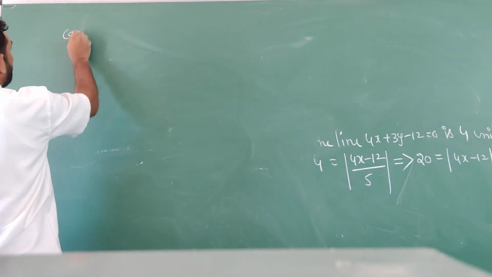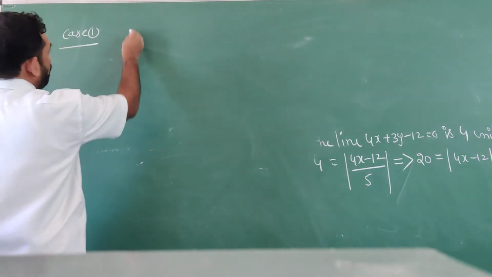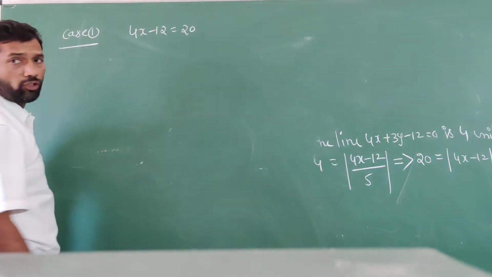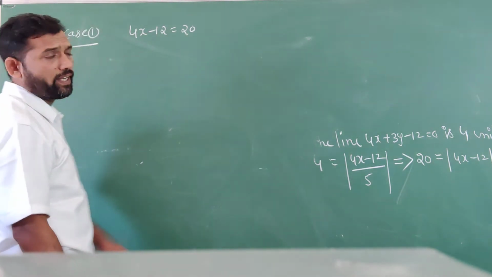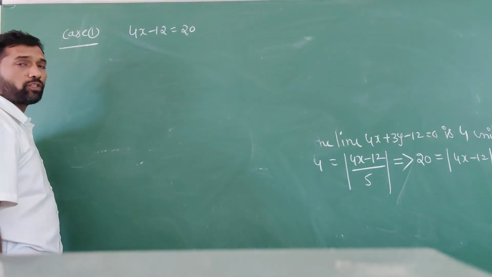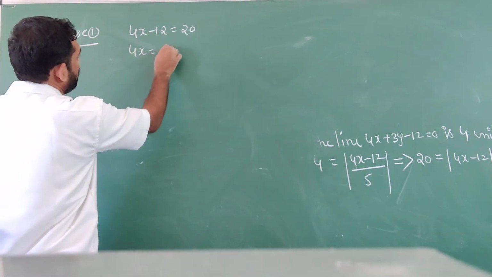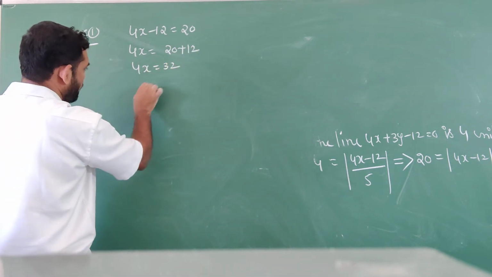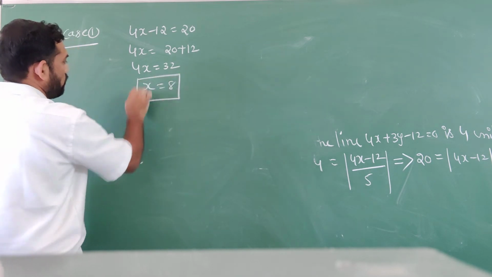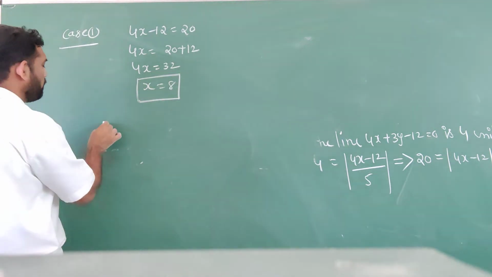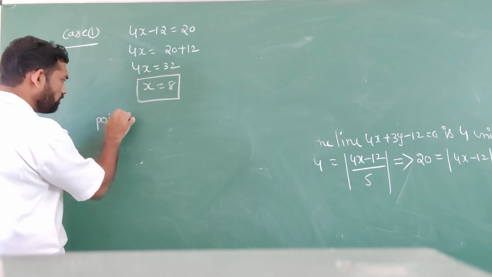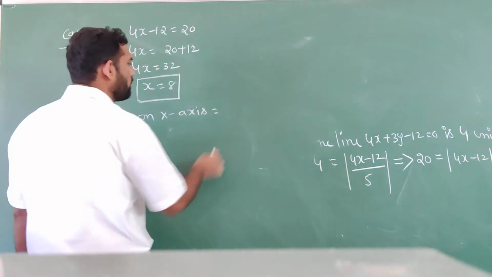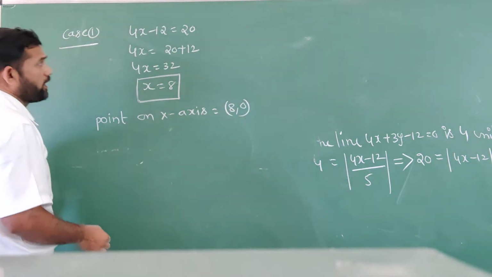Case 1: 4x - 12 = +20. If we are removing the modulus, we take plus or minus, so you equate to the positive value first. So 4x = 20 + 12, 4x = 32, so x = 8. So the point on the x-axis is (8, 0) according to case 1.